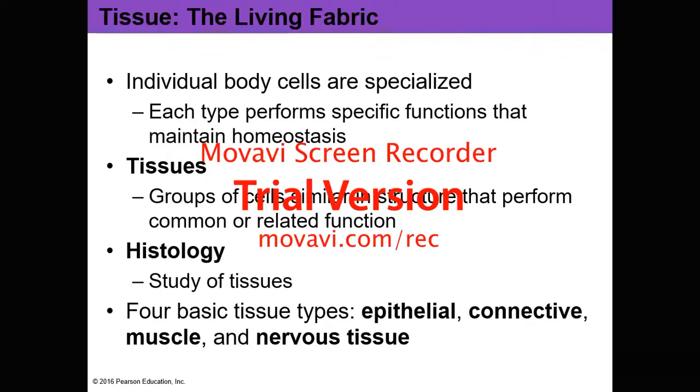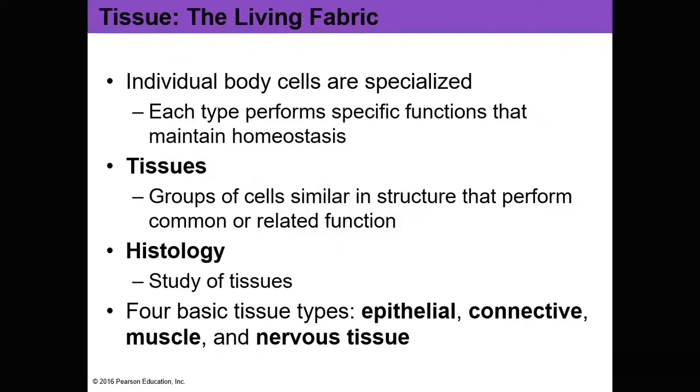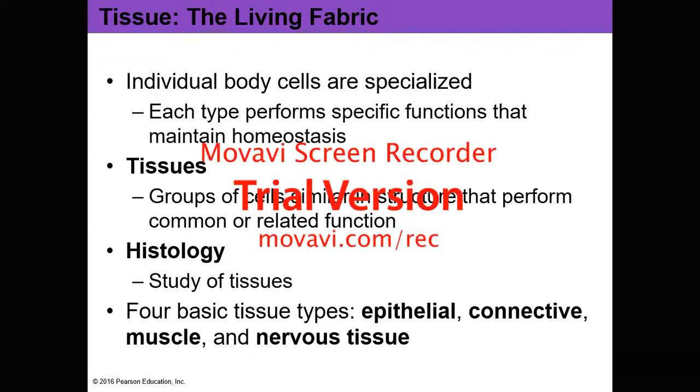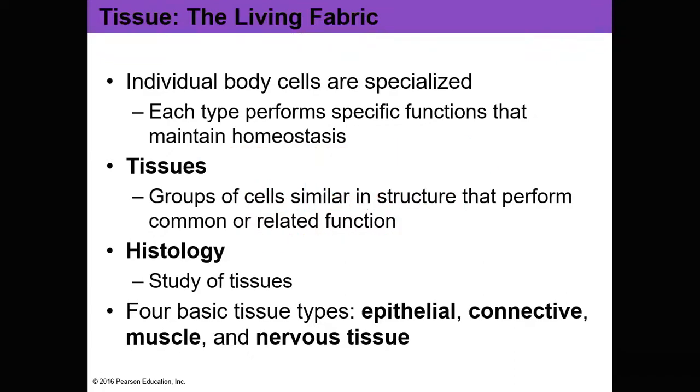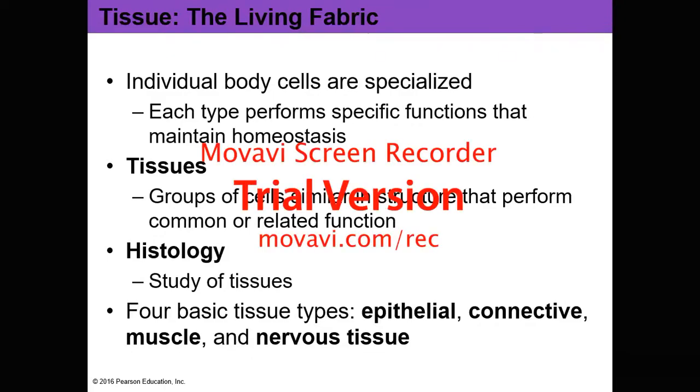Essentially, a tissue is just a group of similar cells that all perform a common or related function. For instance, your kidney is going to have tissues that are different from your heart, and so on. So tissues are groups of cells that perform a similar function. Histology is the study of tissues, and there are 4 basic types of tissue: epithelial, connective, muscle, and nervous tissue.